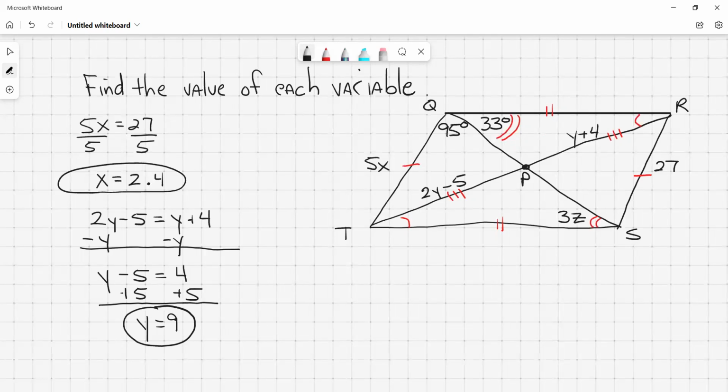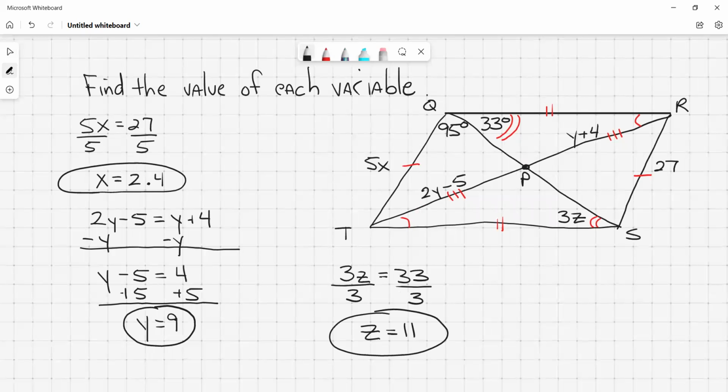All right, and then finally we got this angle 3z down here, it's equal to the 33. So we take 3z, make it equal to 33. We divide both sides by 3, and we get z equal to 11. All right. Any questions on any of that? Using those two rules to find some side lengths, angle measures, and solve for variables.